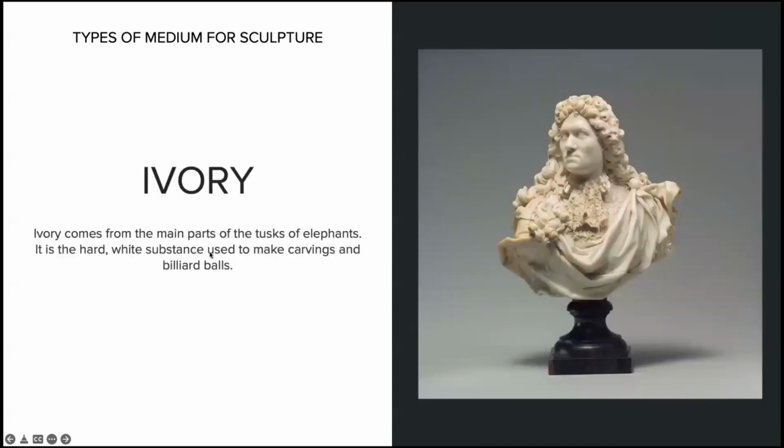Okay, next is ivory. Ivory comes from the main parts of the tusk of elephants. It is the hard white substance used to make carvings and billiard balls. Ivory as a type of medium for sculpture.